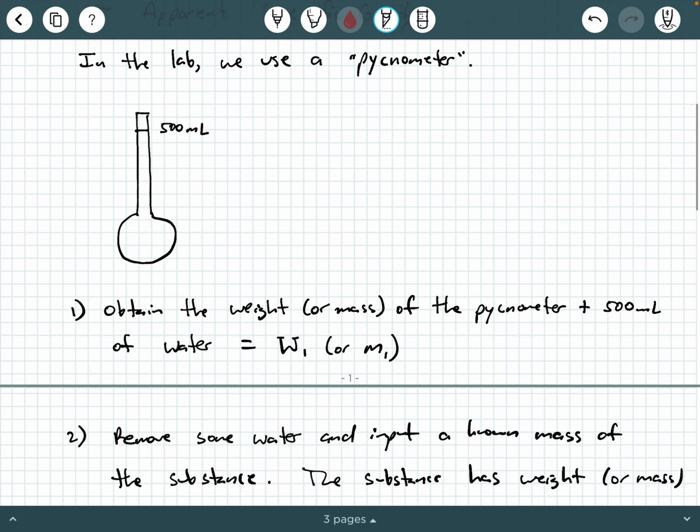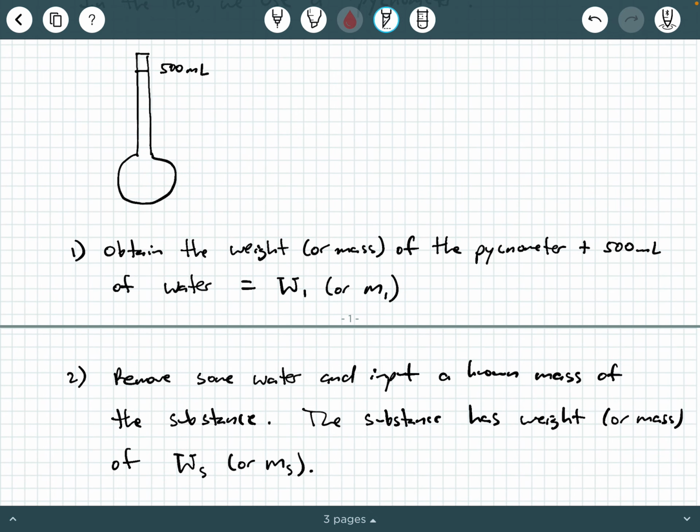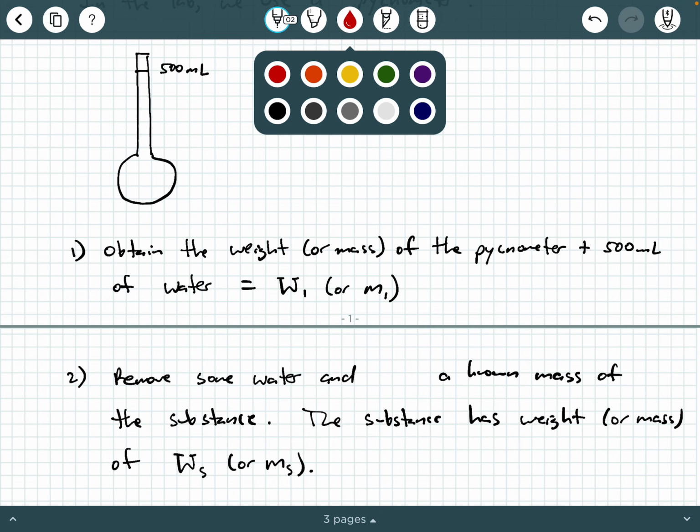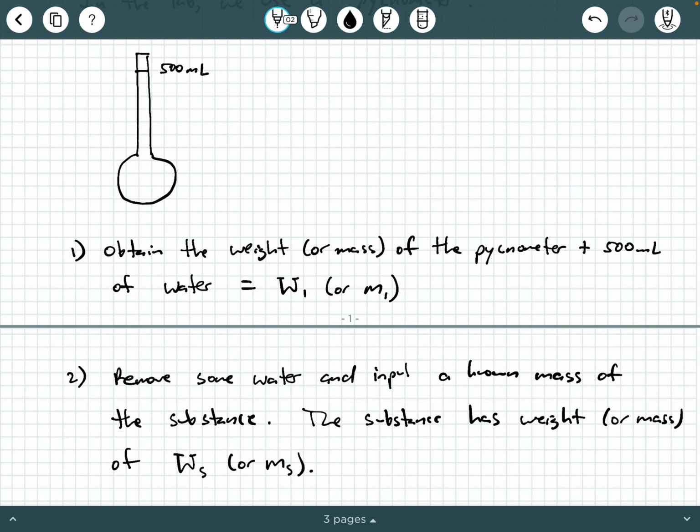Step two, you would then remove some of the water from this pycnometer and you would input a known mass of whatever substance you were interested in. So in construction materials, that may be sand or rock. That would be fine aggregate or coarse aggregate. And so the substance, whatever it is, fine aggregate, coarse aggregate, or soil in this class, is going to have a known weight or mass. Again, you could do this based on weight or mass.